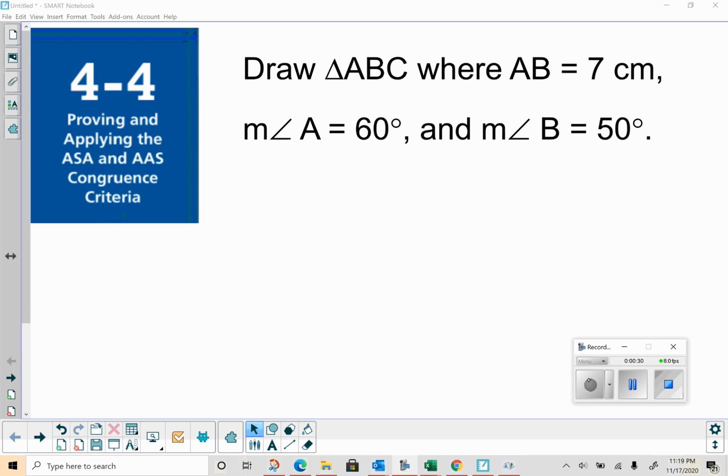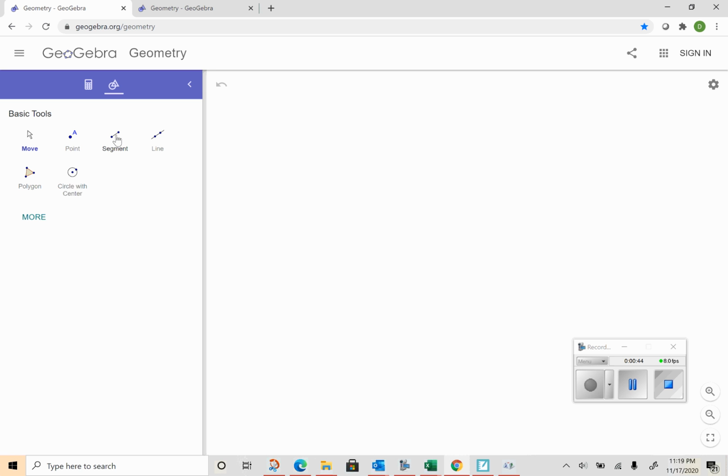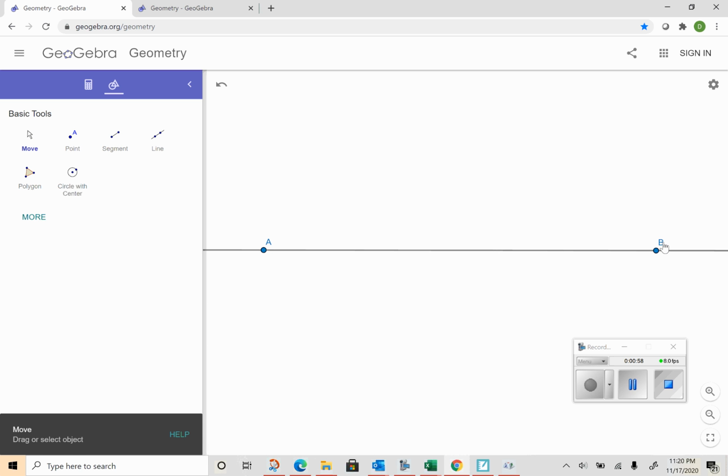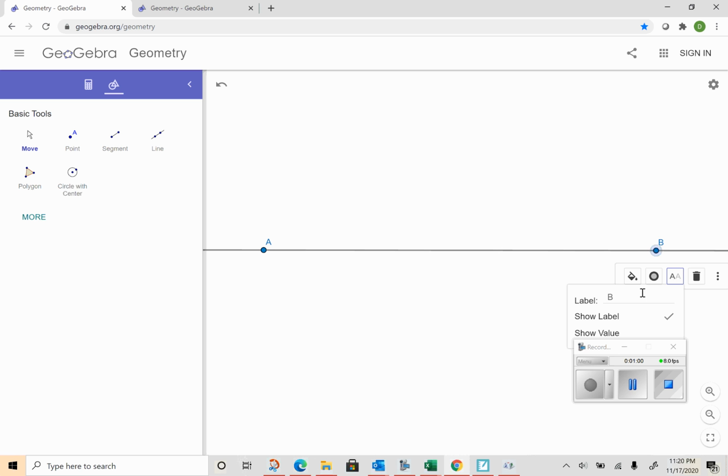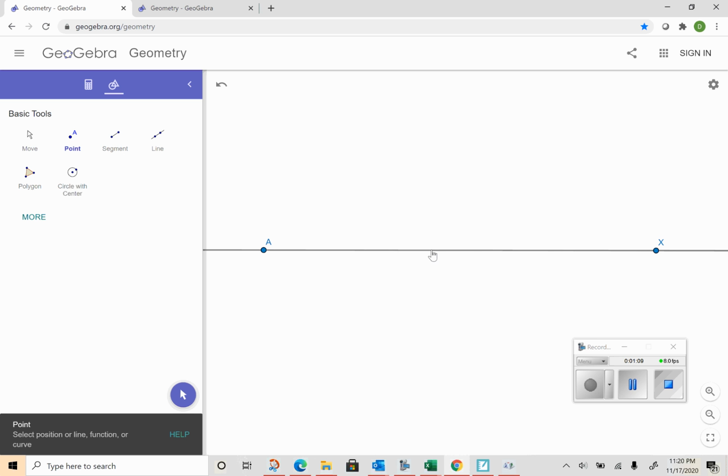So we want to draw a triangle ABC where segment AB has a length of 7 centimeters. The measure of angle A is 60 degrees and the measure of angle B is 50 degrees. So we'll again start with a line. And as I did before, I'm going to change that to something else. Let's put a point on the segment.